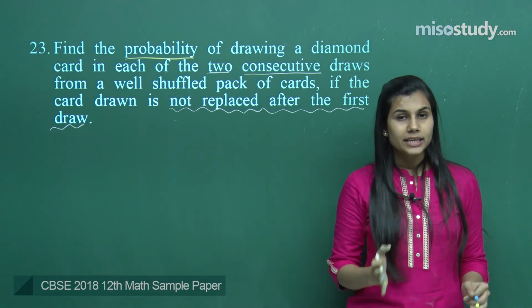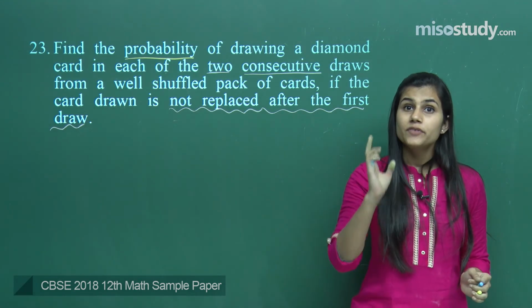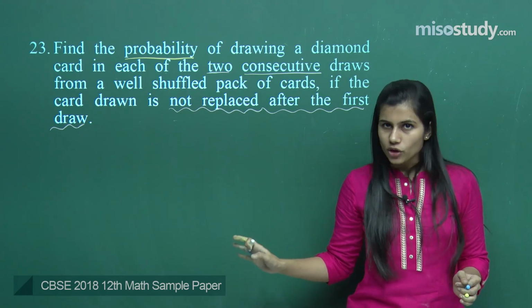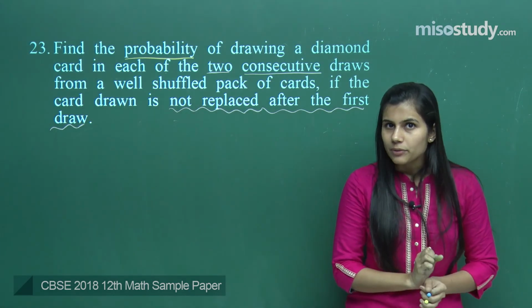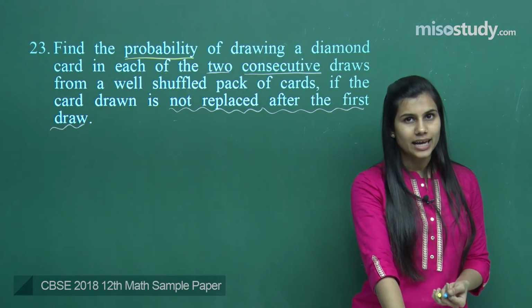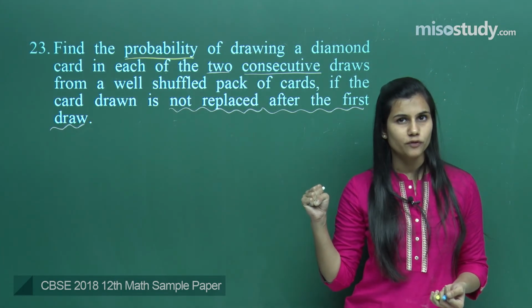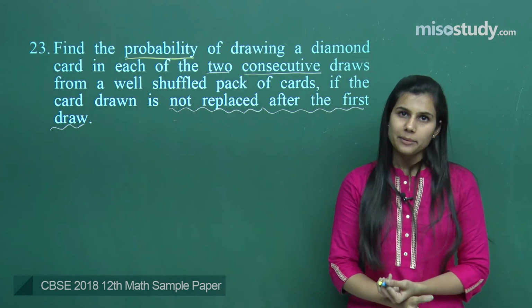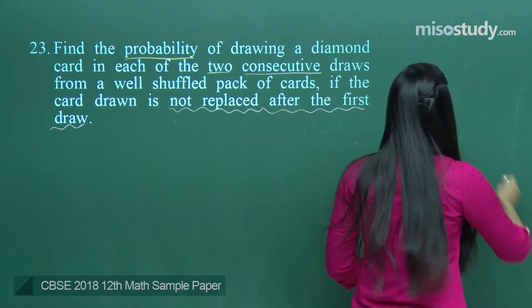You have to tell me the probability that the first time you draw a card it's a diamond card, and then you keep it with yourself. That means you're left with 51 cards. The next time, exactly consecutively after that, when you put your hand again in the deck and draw the card, find the probability that again it is a diamond card. So let's do that.